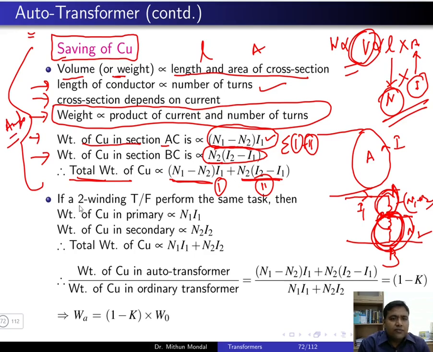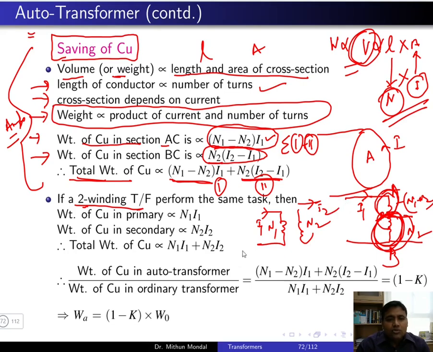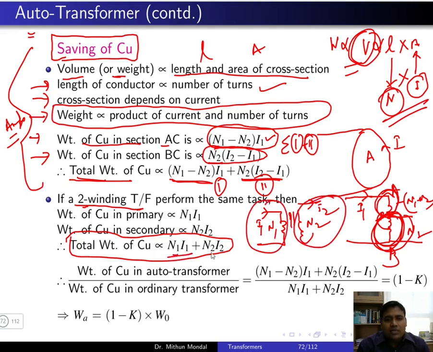Now let us discuss if the transformer is a two winding transformer, then what could have happened. For a two winding transformer, this is your first winding and this is your second winding. Here the number of turns is N1, here the number of turns is N2. The current flowing is I1 and the current flowing here is I2. So obviously the total weight of the copper would be proportional to N1 I1 plus N2 I2, because this part is not connected with this part. So N1 I1 plus N2 I2 is the total weight of the copper for a two winding transformer.